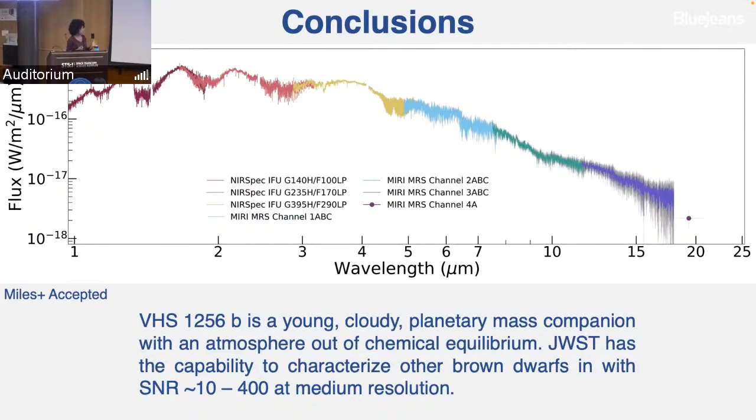And then, this took about 2 hours, I believe. So JWST has the capability to characterize brown dwarfs this well with a signal to noise per pixel of like 10 to 400 for a lot of other brown dwarfs. And I'm excited to see where the community takes this.